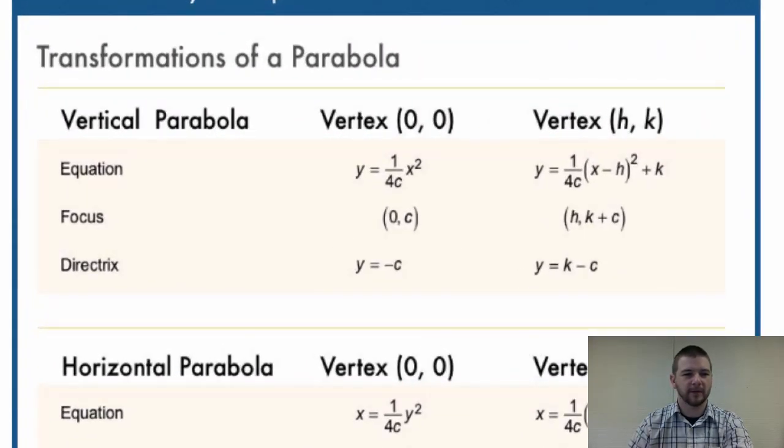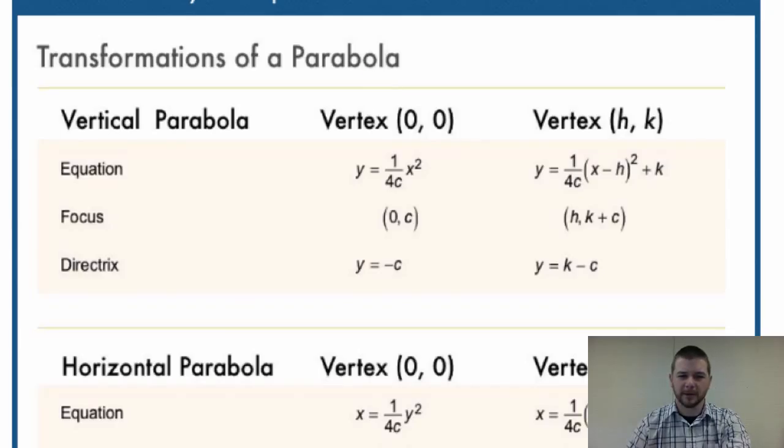Well, notice with a vertical parabola, we have the equation, the focus, and the directrix shown here as rows in the top of the table. If the vertex is at the origin, notice the equation of the parabola is y equals 1 over 4c times x squared, as we've seen several times in this section. The focus is at the point 0, c, and the directrix is the line with the equation y equals negative c.